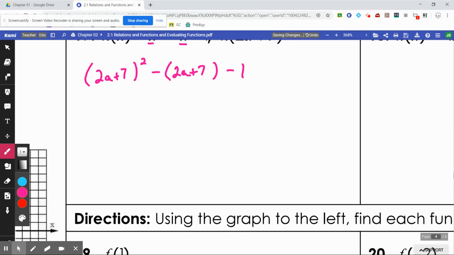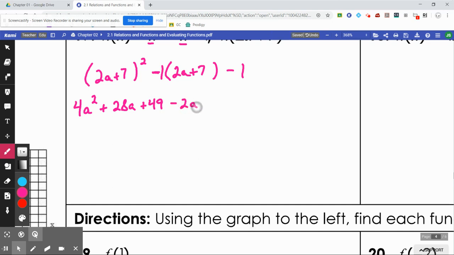So to square 2a plus 7, I'm not going to write it down, but you will FOIL this out. That'd be 2a plus 7 times 2a plus 7, which would be 4a squared, plus 14a plus 14a would be plus 28a plus 49. A minus in front of parentheses, you do have to distribute and change signs. That'd be a minus 2a and a minus 7. Bring down your minus 1.